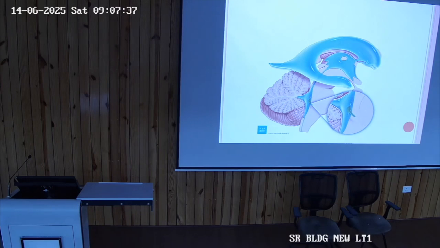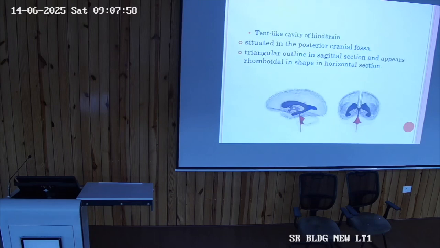Where is it located? It is the cavity of which part of the brain? It is situated behind the pons and medulla; the pons and medulla are in the front, and behind there is the cerebellum. So it is the cavity of the hind brain, and this whole ventricular system is lined by a lining known as ependyma. So what is the fourth ventricle? It is a tent-like cavity of the hind brain. It is situated in the posterior cranial fossa, because all the parts of the hind brain, the pons, the medulla and the cerebellum, are located in the posterior cranial fossa.